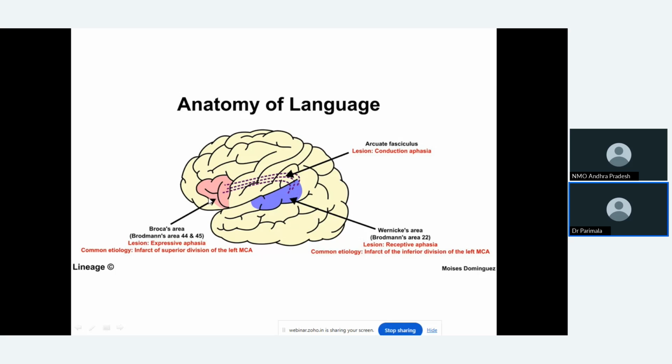Scanty words, Broca's aphasia or motor aphasia. Words are not coming. Some sounds they make, but not words. So, scanty speech, motor aphasia. Fluent speech, sensory aphasia. Is that clear?